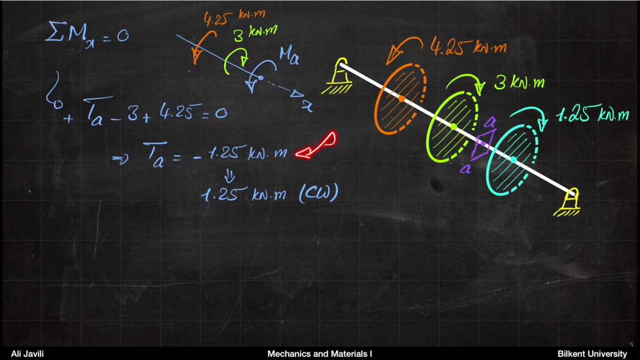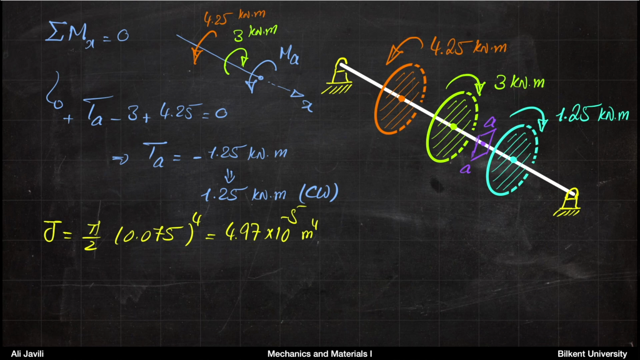And that gives you TA equals minus 1.25 kilonewton meter, which means it's 1.25 kilonewton meter in the clockwise direction. So this assumed direction is not right. This is what is actually happening: it's in the opposite direction, which is clockwise, and it's 1.25 kilonewton meter.